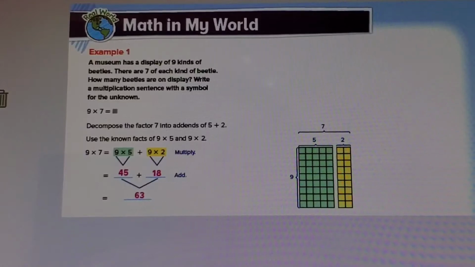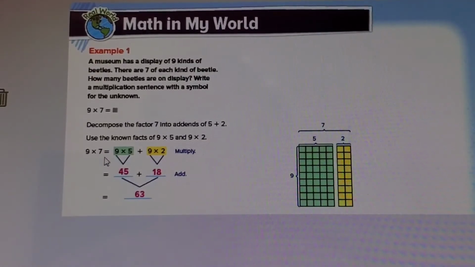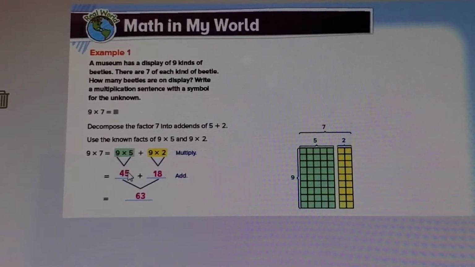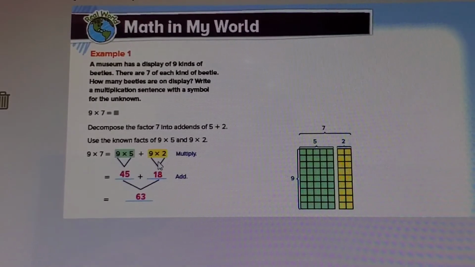So here on the answer page, 9 times 7 equals 9 times 5 plus 9 times 2. 9 times 5 is 45, plus 9 times 2 is 18. And when you add that together, you get 63. So 9 times 7 equals 63.